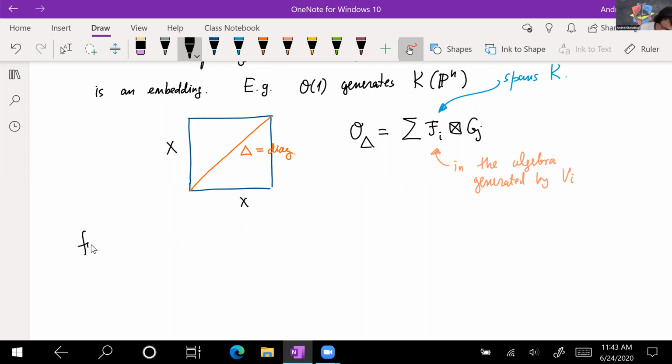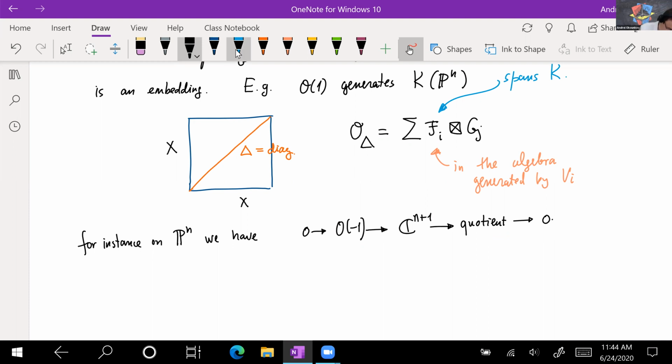So, for instance, on P^n, we have the tautological sequence, namely I take the trivial space, and then here I have the tautological subbundle. So this will be O(-1). If I have a line bundle, the fiber over a line is the line itself. That's O(-1), and so this is like that. And then this is the tautological quotient. And so maybe call this sub.